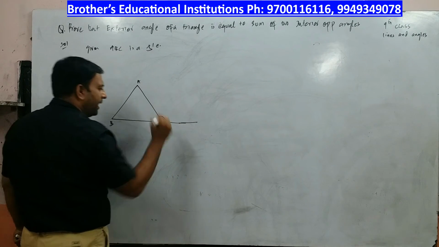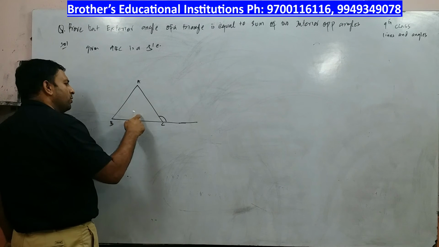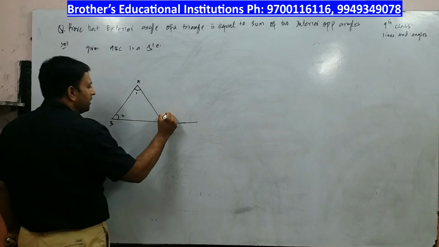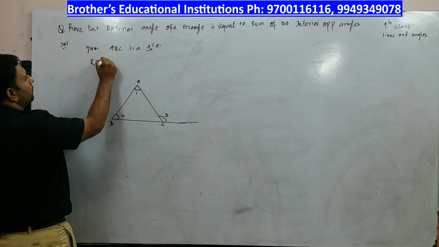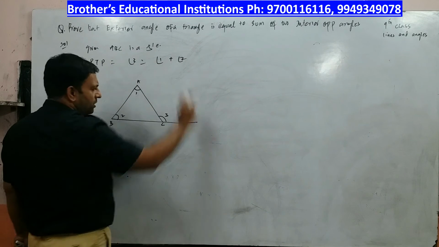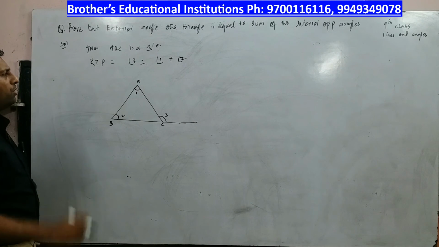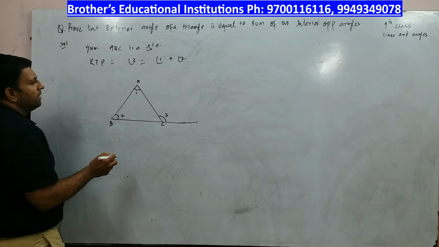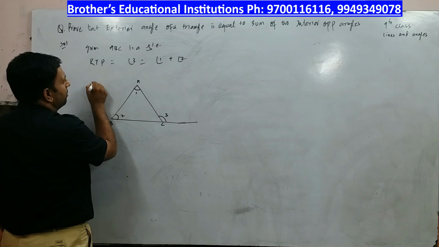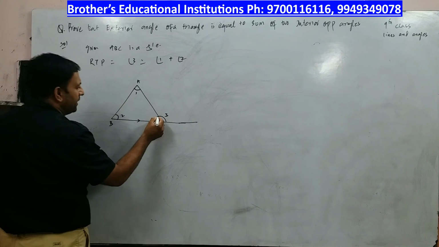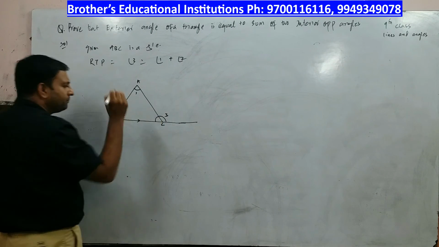Alright. Now, what is it I have to prove? I have to prove that this angle is equal to the sum of the two interior opposite angles. This is angle 1, this is 2, this is 3. What is RTP? Angle 3 is equal to angle 1 plus angle 2. Is it not? This is what we have to prove. Now how you are going to prove it is the question here.